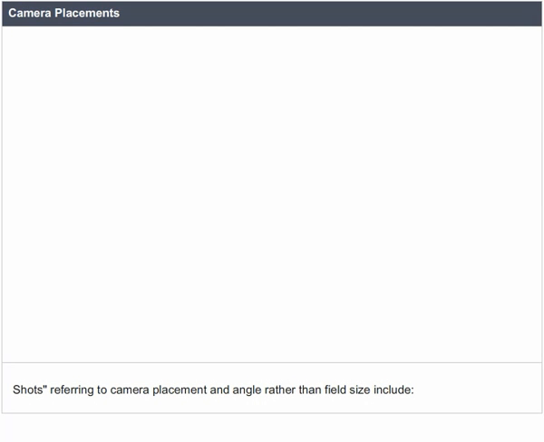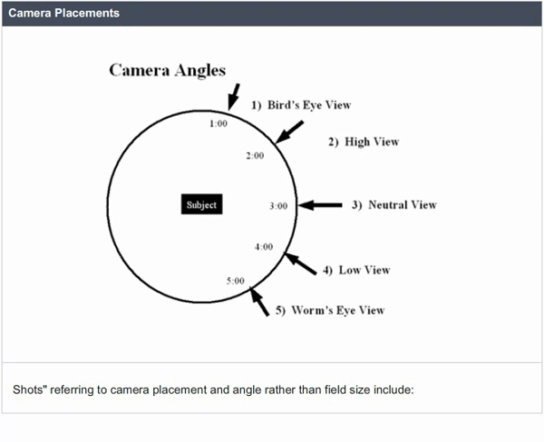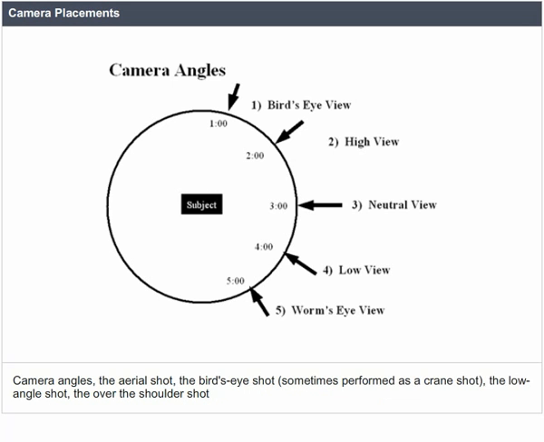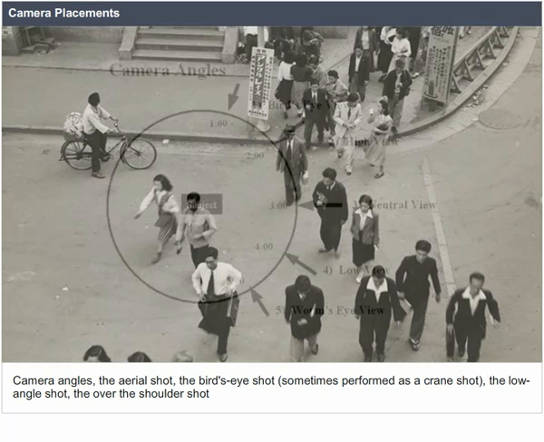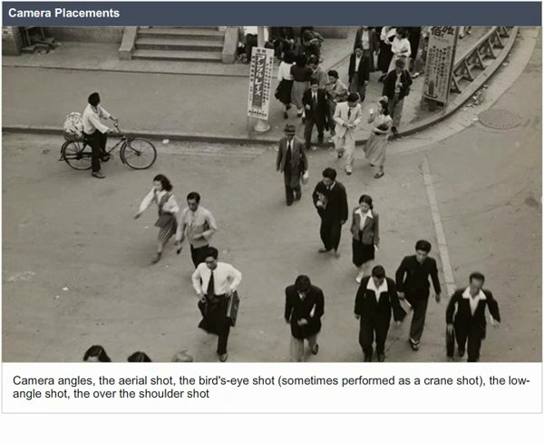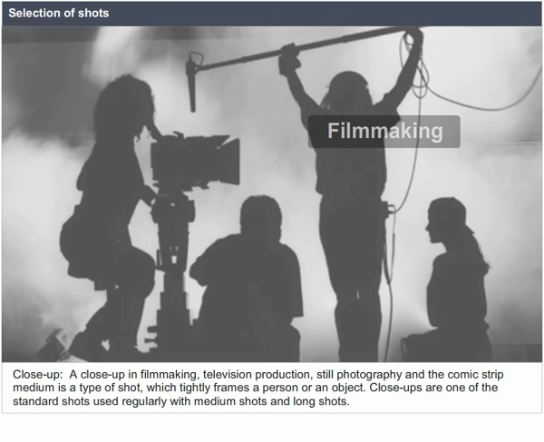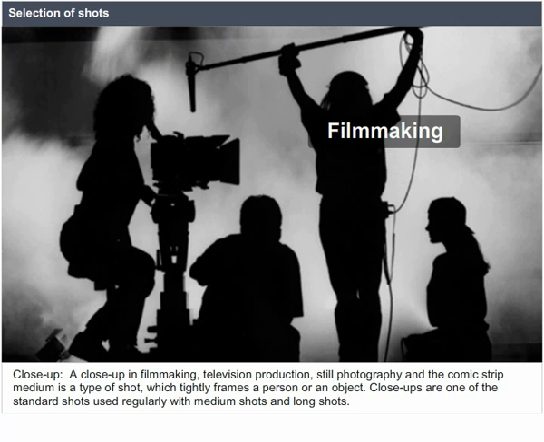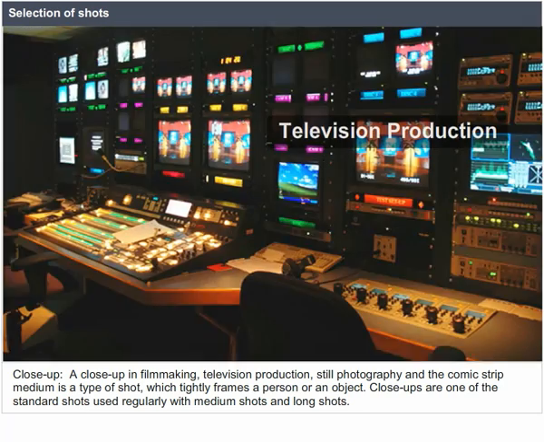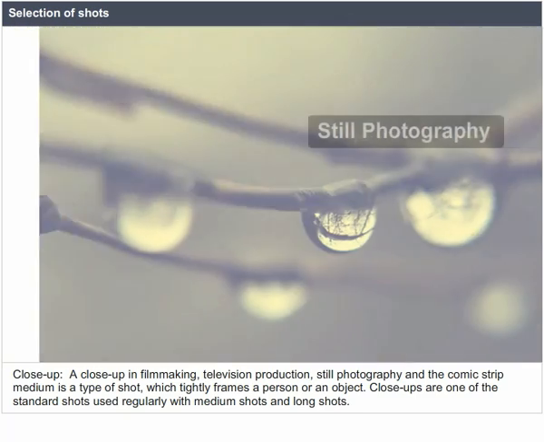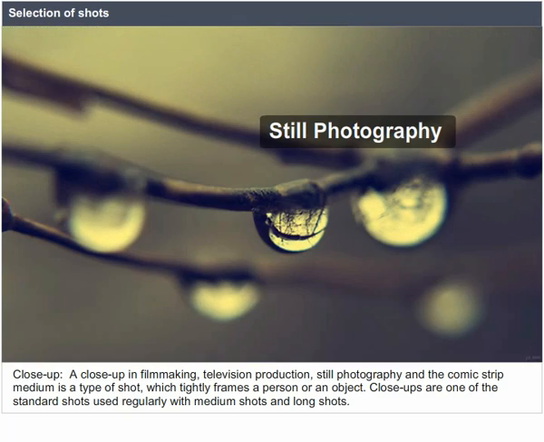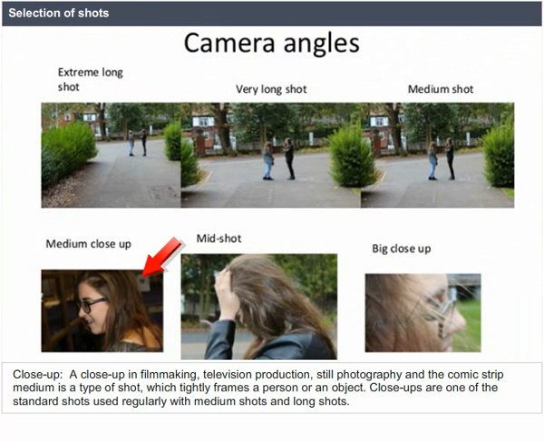Camera placements. Shots referring to camera placement and angle rather than field size include camera angles, the aerial shot, the bird's eye shot, sometimes performed as a crane shot, the low-angle shot, the over-the-shoulder shot. Selection of shots. Close-up. A close-up in filmmaking, television production, still photography, and the comic strip medium is a type of shot which tightly frames a person or an object. Close-ups are one of the standard shots used regularly with medium shots and long shots.